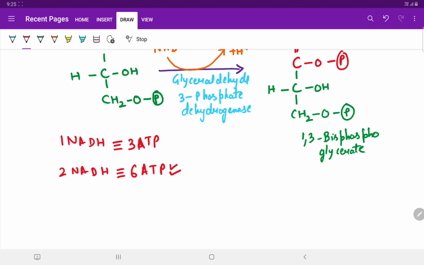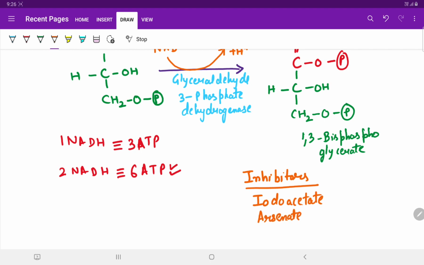Plus, this reaction can be inhibited by the presence of iodoacetate and arsenate. So the inhibitors for this are iodoacetate and arsenate. These inhibit the glycolysis process by inhibiting the enzyme glyceraldehyde 3-phosphate dehydrogenase.